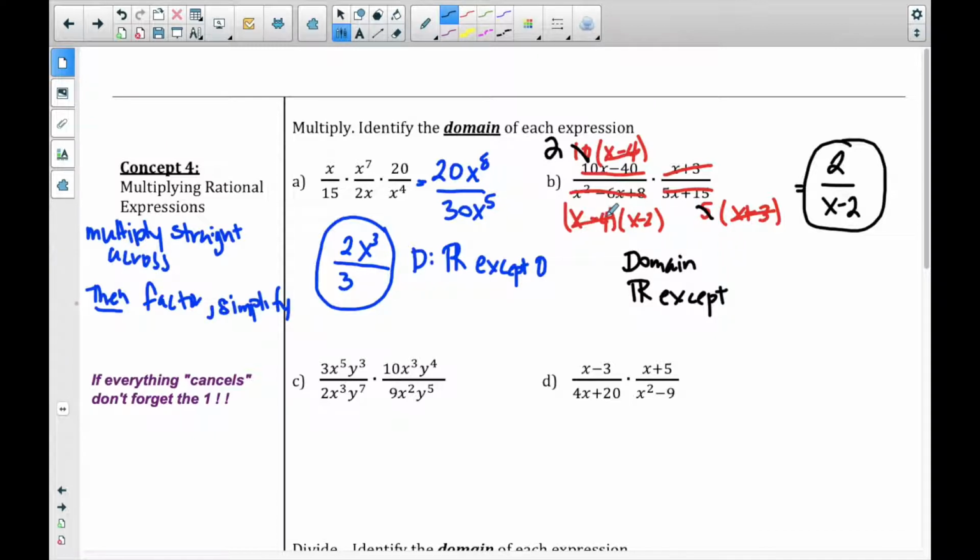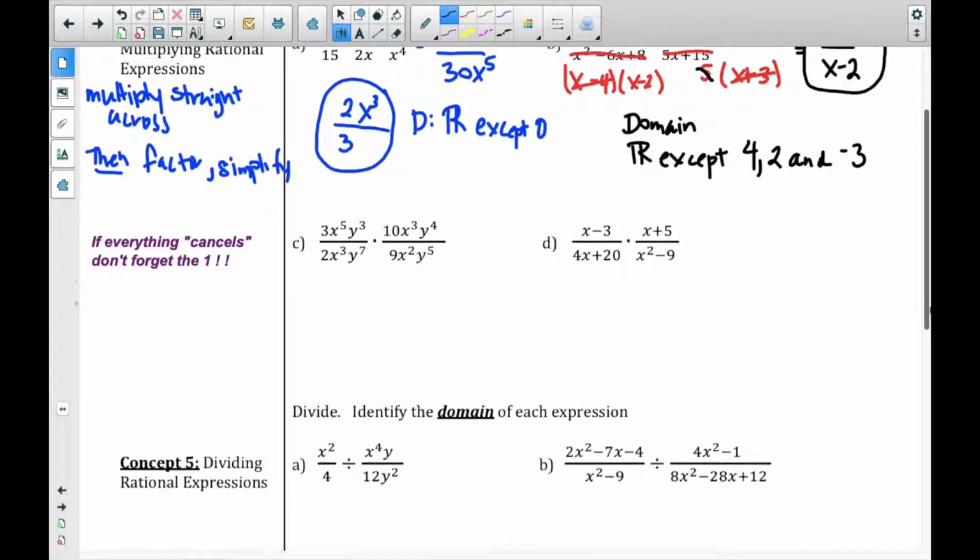Well, I have to look at anything that I ever had in the denominator ever. And so I have a 4, I have a 2, and I have a -3. And I have to list all 3 of those because there were 3 different things in my denominator. So I have to list all of them.